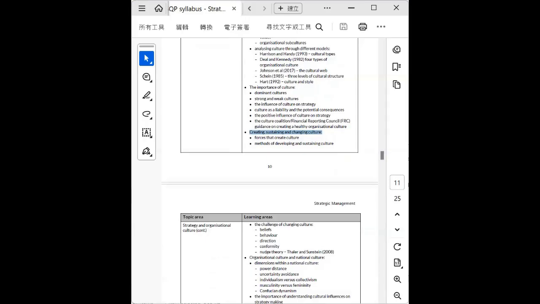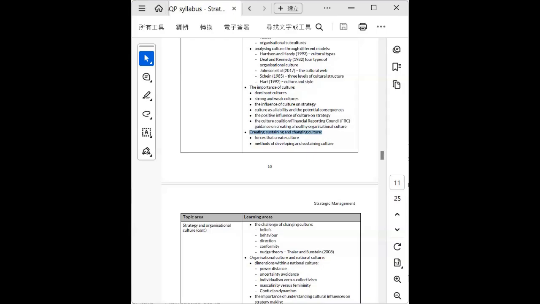Now, forces that create culture look at the key drivers of organizational culture, like leadership, history, or the external environment. So you can see the forces that create the culture in the case scenario. You should be able to identify them if the question is on culture.